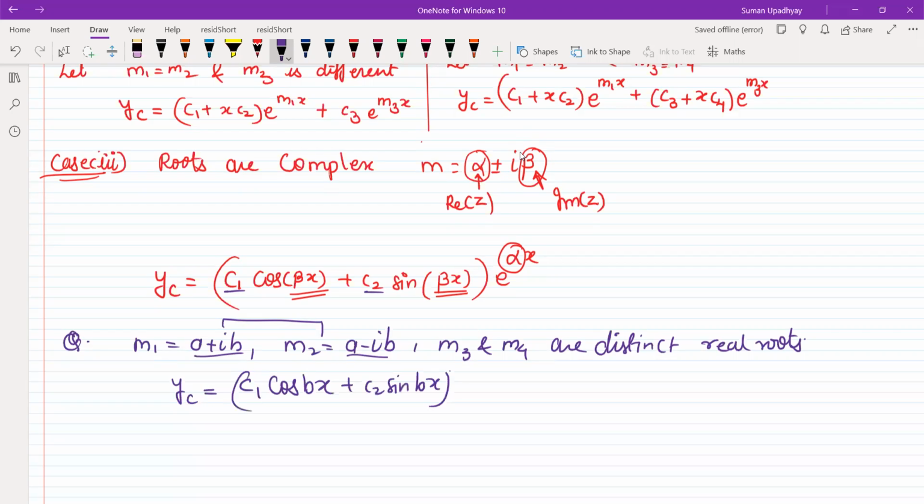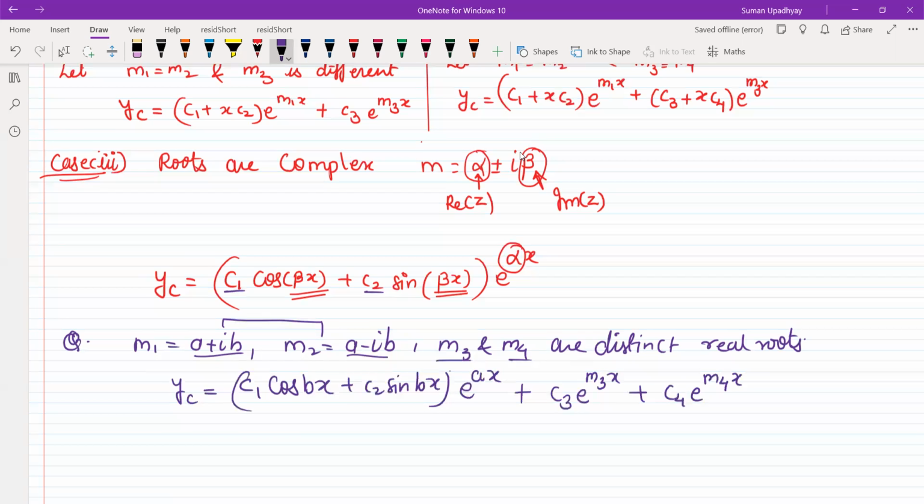इनटू e raised to alpha x. अल्फा क्या होता है? रियल पार्ट. रियल पार्ट क्या है हमारे गिवन कॉम्प्लेक्स नंबर में? a है. अंडरस्टूड नाउ? यस मैम. ये तो फर्स्ट 2 कॉम्प्लेक्स रूट्स के लिए हो गए ना. रिमेनिंग के लिए क्या लिखोगे? m3 and m4 are distinct real roots. So you will write C3 e raised to m3x plus C4 e raised to m4x.